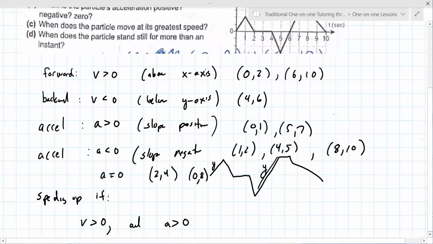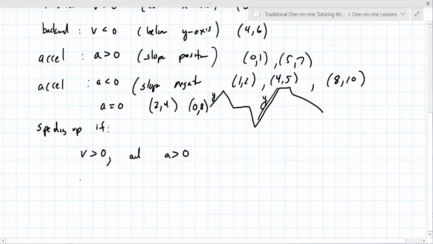So above the x-axis and slope positive. Yes, because there's other possibilities right here. They're weird, but the other one is your velocity is greater than 0 and your acceleration is less than 0. This is slowing down. Like you're moving forward in your car, acceleration less than 0 means you press on the brake. Okay.